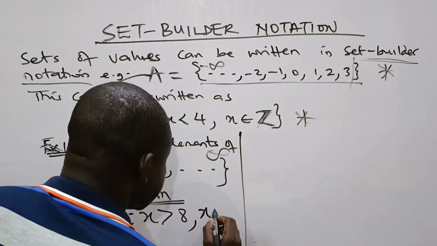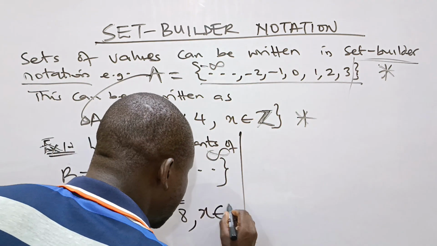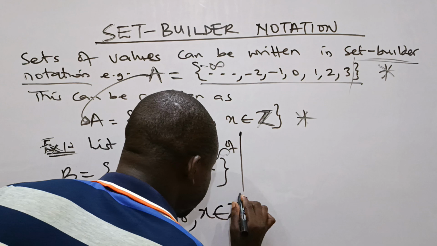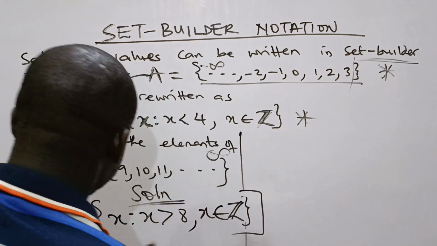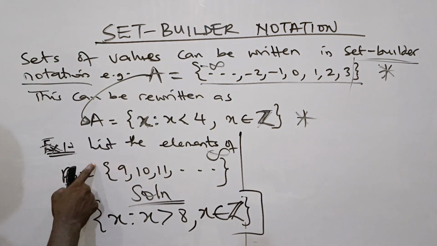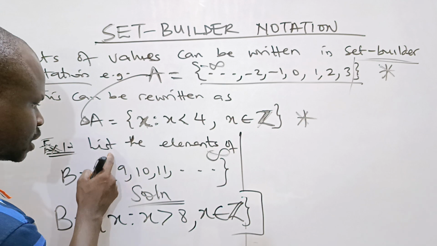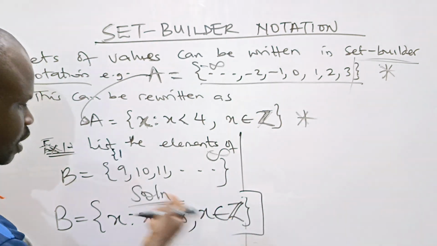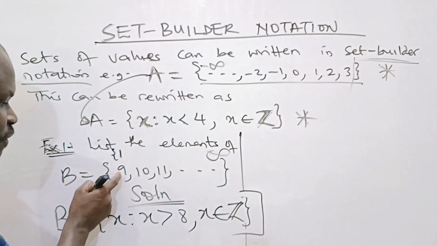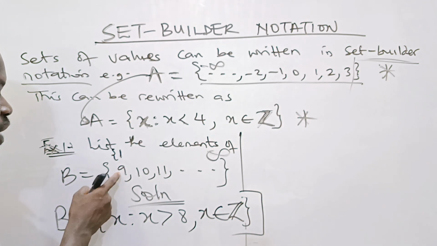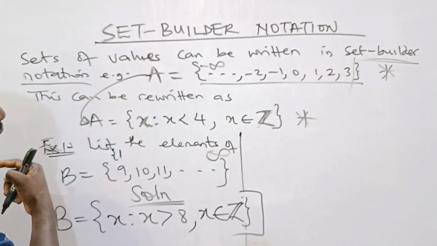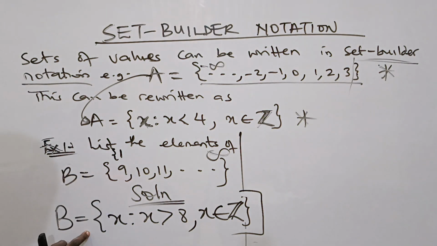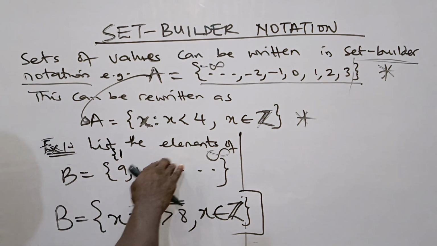Then X can belong to the integers or the natural numbers, because we don't know where it starts from. If the starting point here is 1, it will be the set of natural numbers. But if the first value comprises either 0 or negative values, then it will be the integers. So we can write this as this, or if you are given this, you should be able to write it back as this.